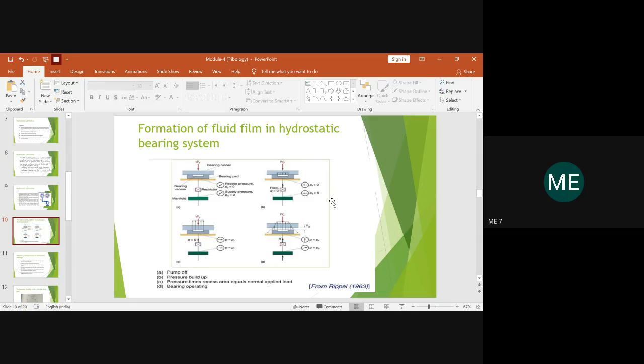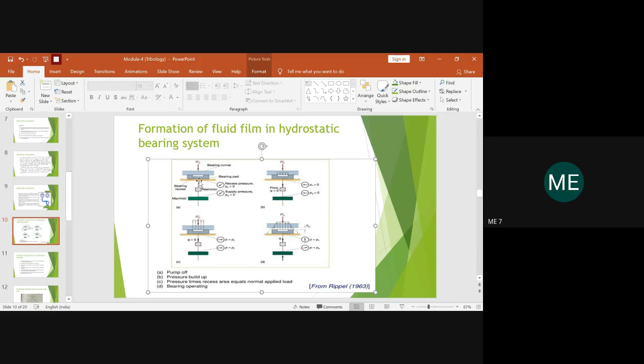Before going to the hydrostatic step bearing system, you should understand how the formation of the fluid film comes across in a hydrostatic bearing system. Hence I've just taken a copyright information from Mr. Ripple, who evaluated this concept very long ago, around 1963. Right? So he has explained all the four stages, exactly what happens. Basically, they have just shown you the sectional view related to our fluid film formation, not the entire figure.